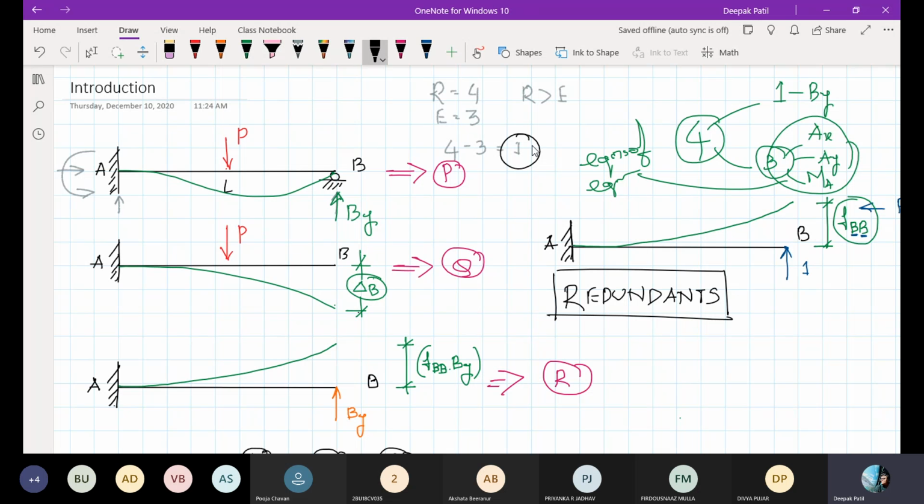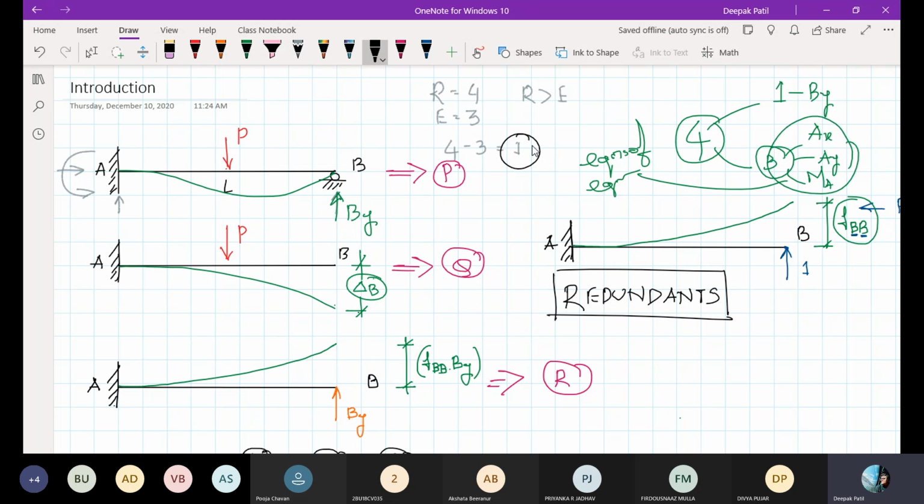Here I chose the vertical reaction at B as the redundant. You can do that. What could be the other redundant? Can anybody tell me? In this structure only, what could be another redundant which can be removed? Instead of the reaction at B, I want to choose one more redundant. See, totally 4 unknown reactions are there. Out of these 4 unknown reactions, you can take any one as a redundant. So which is the appropriate one?